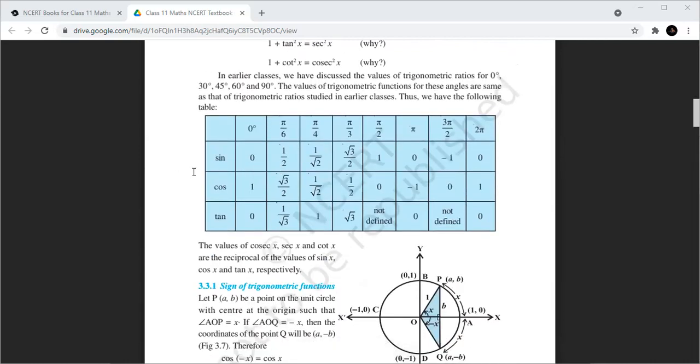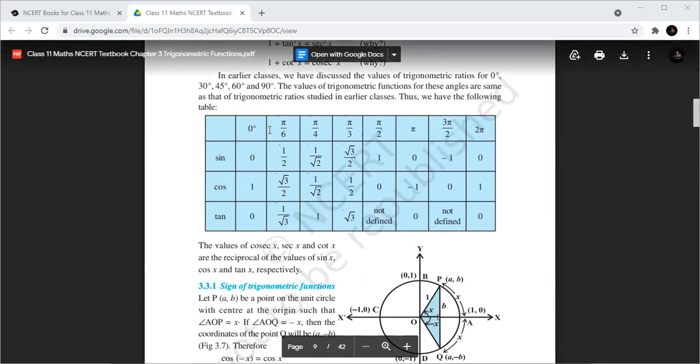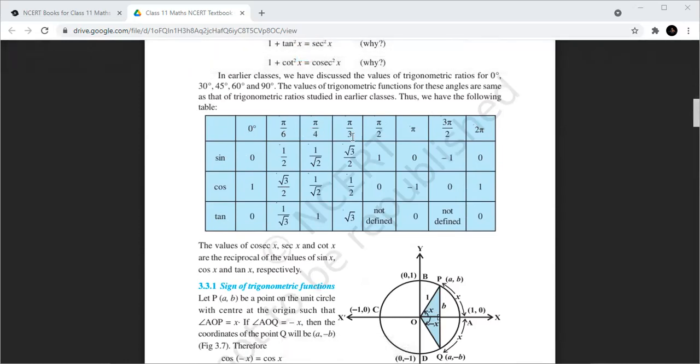Now children, you have to observe there's this table given to you in which they are giving you the value of these basic 3 ratios, sine, cos and tan, varying from 0 to the full 2 pi. 2 pi corresponds to 360, so that is one complete rotation. Now we need to know the values in one complete rotation of a circle. So from 0, pi by 6, pi by 4, pi by 3, pi by 2, this is your first quadrant from 0 to 90. The table that you have already studied in class 10.